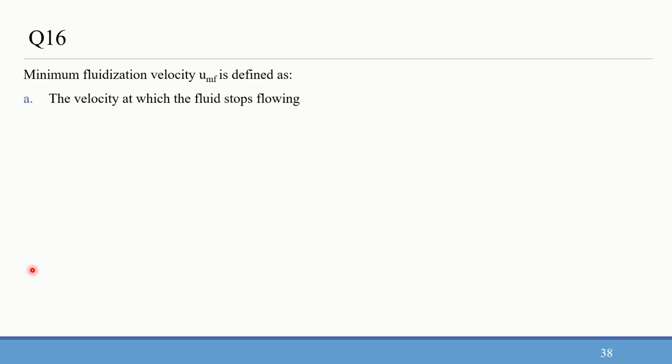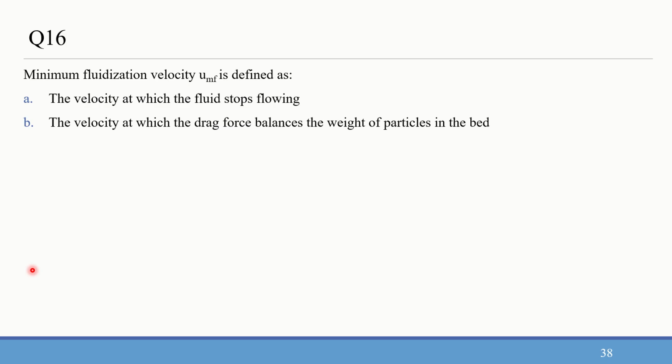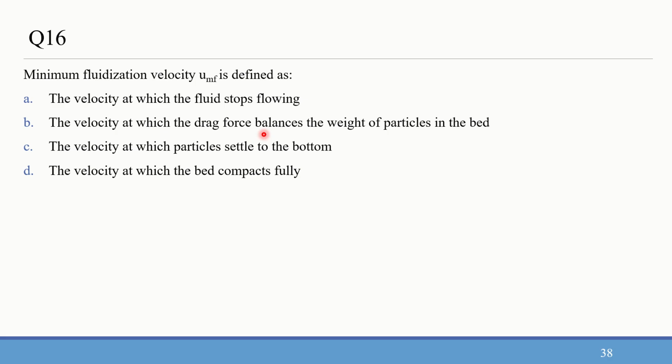So minimum fluidization is defined as, okay, we'll see the options first. Option A, the velocity at which the fluid stops flowing. Option B, the velocity at which the drag force balances the weight of the particles in the bed. Option C, the velocity at which particles settle to the bottom. Option D, the velocity at which the bed compacts fully. So minimum fluidization velocity is defined as the velocity at which the drag force balances the weight of the particles in the bed. So option B is the right answer.